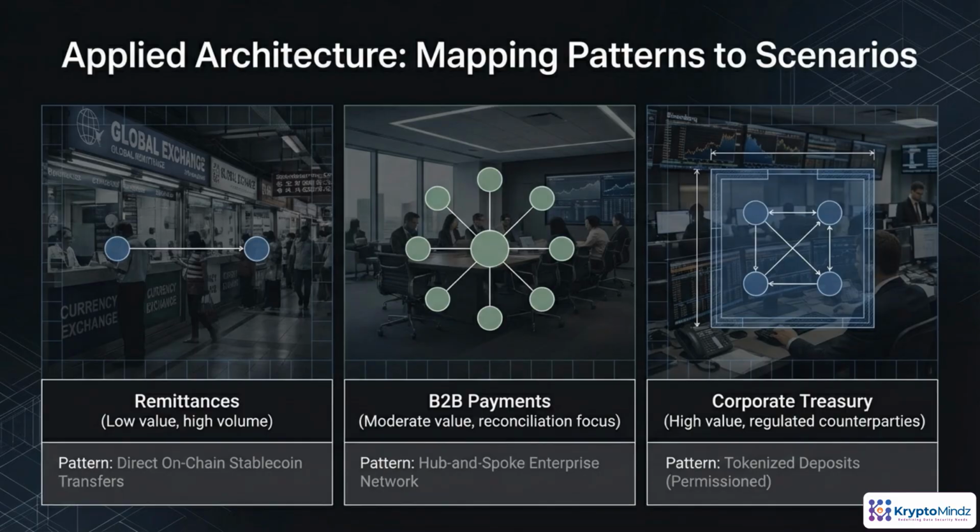When you choose an on-chain design, anchor your decision in the business scenario, not the technology. For retail remittances, you're dealing with low-value, high-volume payouts where cost and speed dominate, and counterparties are often unbanked. Direct stablecoin transfers on public chains usually fit best. For B2B payments, the priority shifts to reconciliation, SLAs, and integration with ERPs. Hub-and-spoke enterprise networks typically support those needs more effectively. For corporate treasury, think high values, strict regulation, and predictable liquidity. Permissioned, tokenized deposit networks generally align best with governance, controls, and audit requirements.